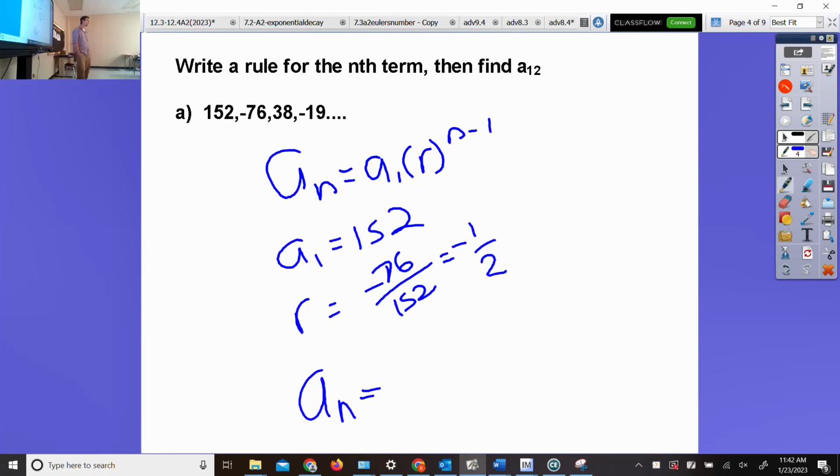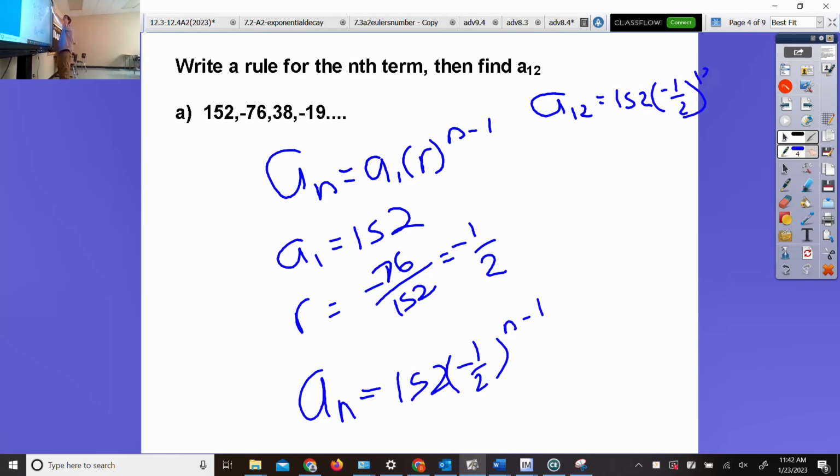Milo, what's a sub 1? 152. Parker, what's going to be in parentheses? -1/2. And what's the exponent? N minus 1. Now the goal here is to find the 12th term, right? Plug 12 in. Make sure you can push buttons right too. Find a sub 12, you let n be 12.